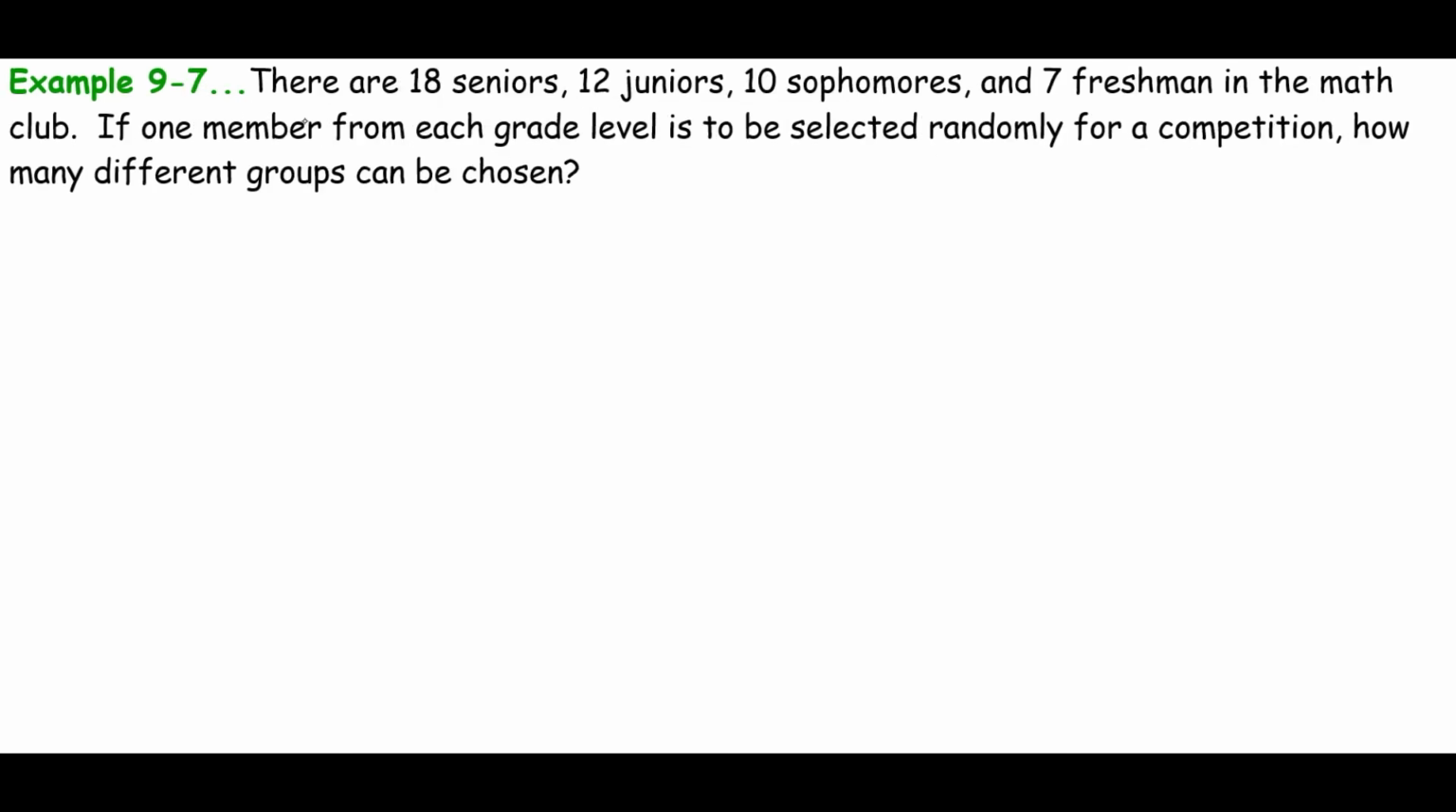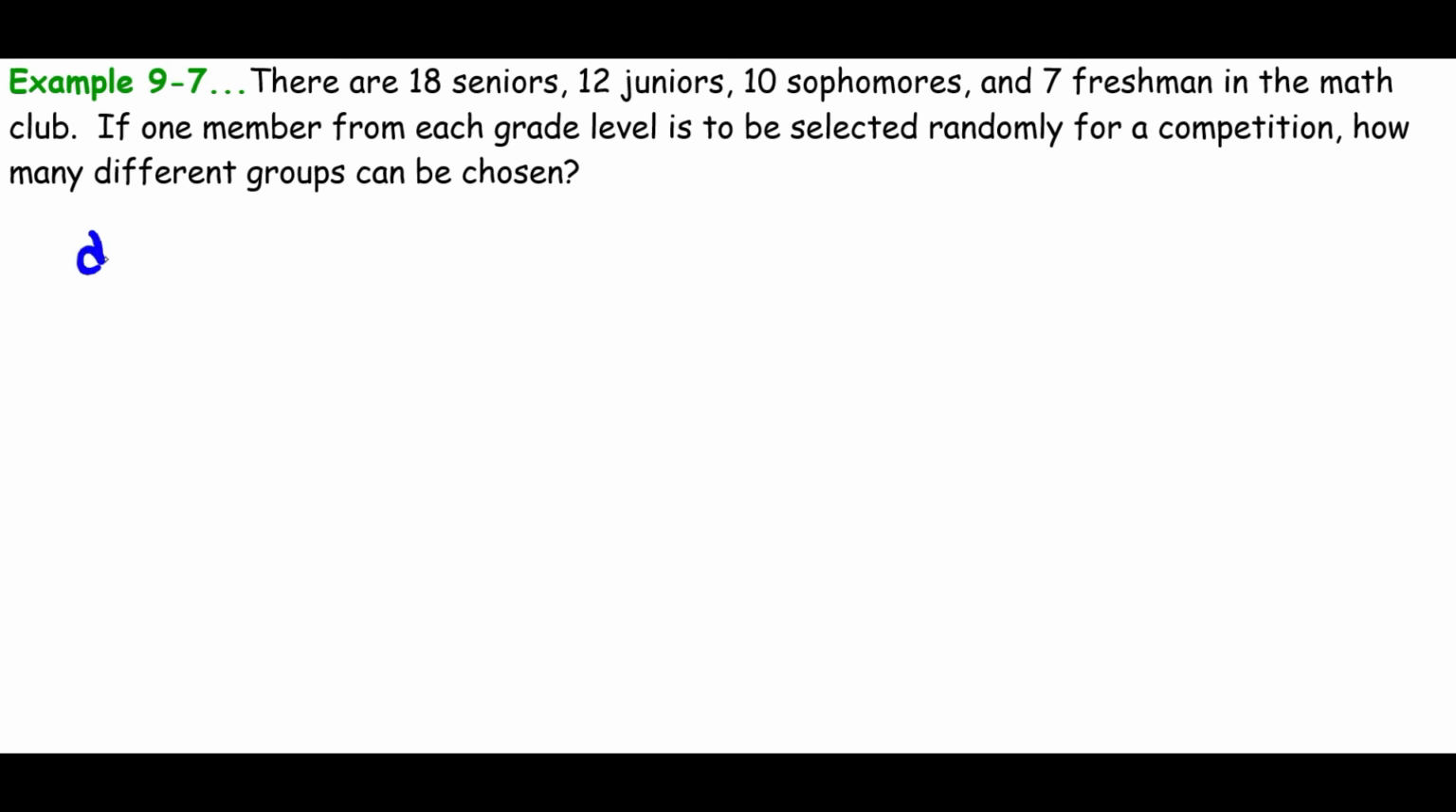17,576,000. All right, on this one, we have 18 seniors, 12 juniors, 10 sophomores, and 7 freshmen in the math club. If one member from each grade level is to be selected randomly for a competition, how many different groups can be chosen? So this is an example of having several different sets. We have the seniors, the juniors, the sophomores, the freshmen, and we're going to choose one from each of those.